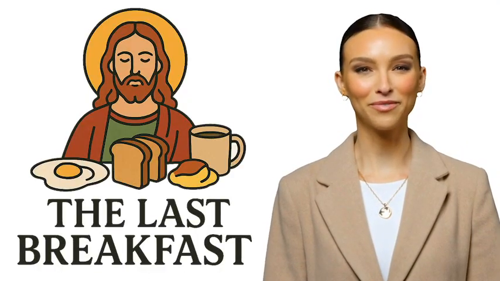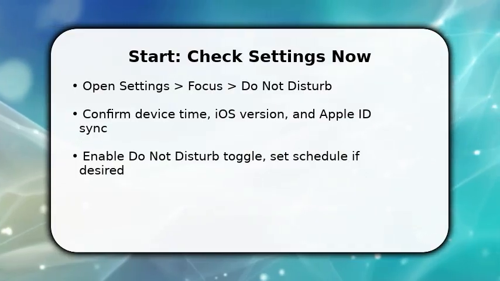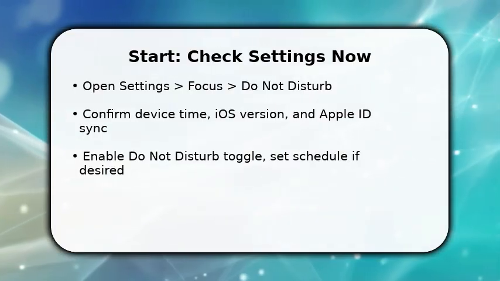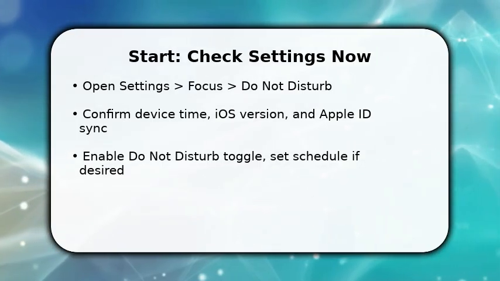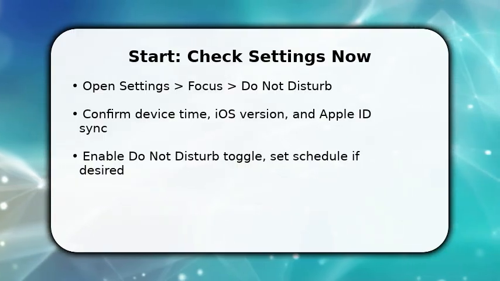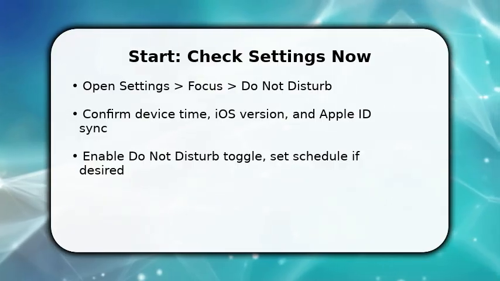Please enjoy the video. You'll begin inside Settings Focus Do Not Disturb. Open it now and toggle Do Not Disturb on. Once done, scan the top options: Status, Allowed Notifications, and Focus Filters. You're checking who can break through and when, because misconfigured Allowed Contacts or apps is the usual cause.